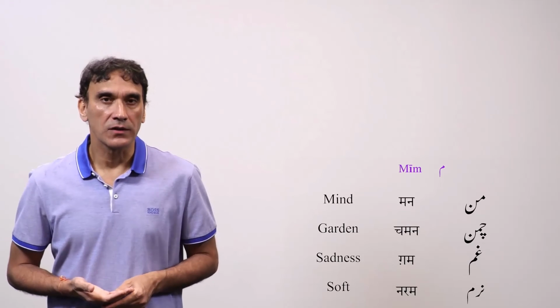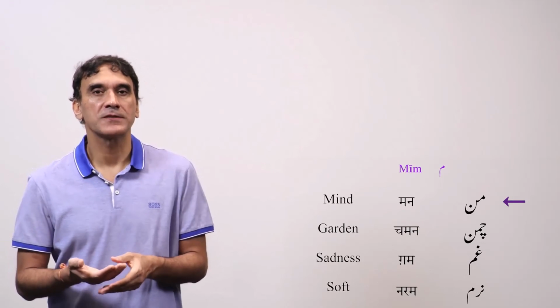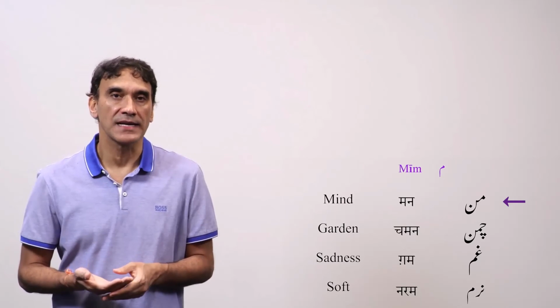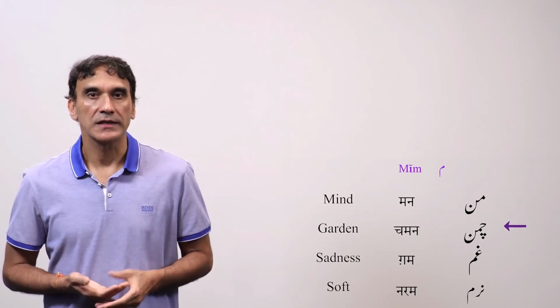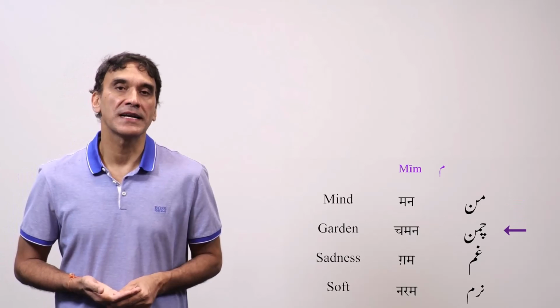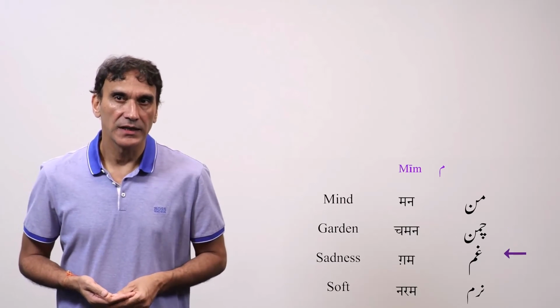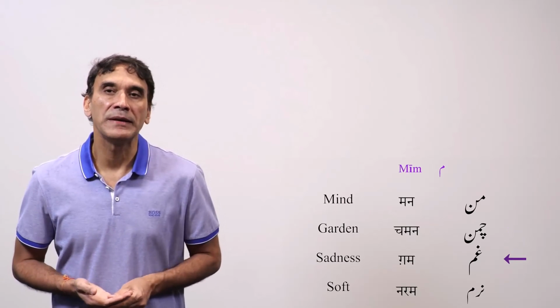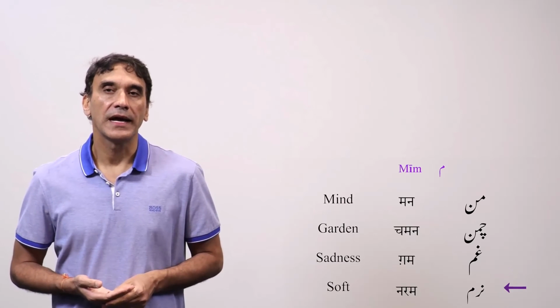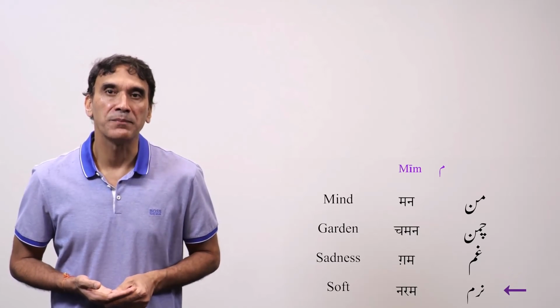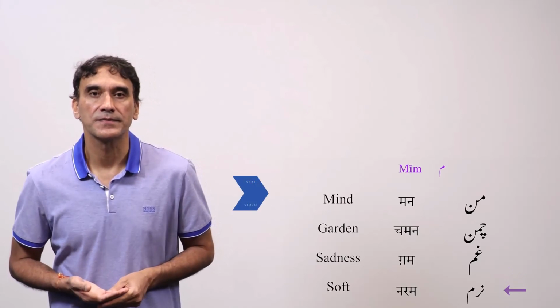Let's now take all the words with mim. The first one was man, where mim comes as the initial letter. The second one is chaman, where mim has the medial shape. The third word is gham, where mim has the final form. And the last word is naram, where mim comes as a detached letter.